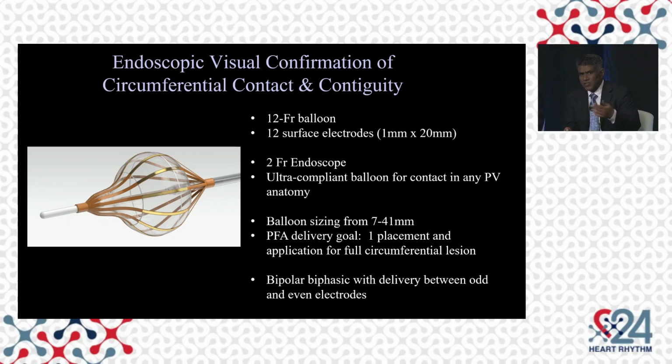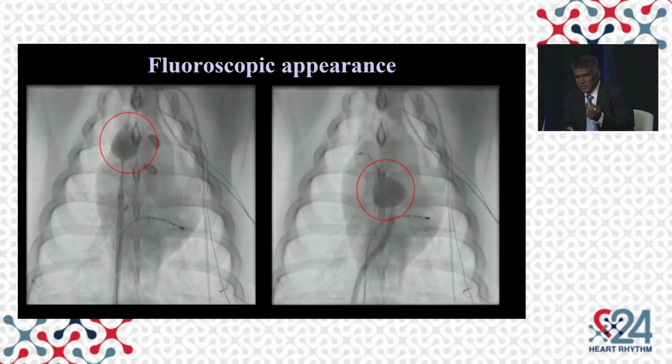Bipolar biphasic is what we were testing in our preclinical lab, and the concept is between odd and even electrodes so that you get really wide overlapping lesions without any gaps. So these are just examples of what the balloon looks like, pretty identical to the laser experience. On the left is the balloon in the SVC with the soft atraumatic tip. On the right is the balloon in the RSPV, a slightly different shape with the roof, but it still engulfs that entire space without leaving gaps.